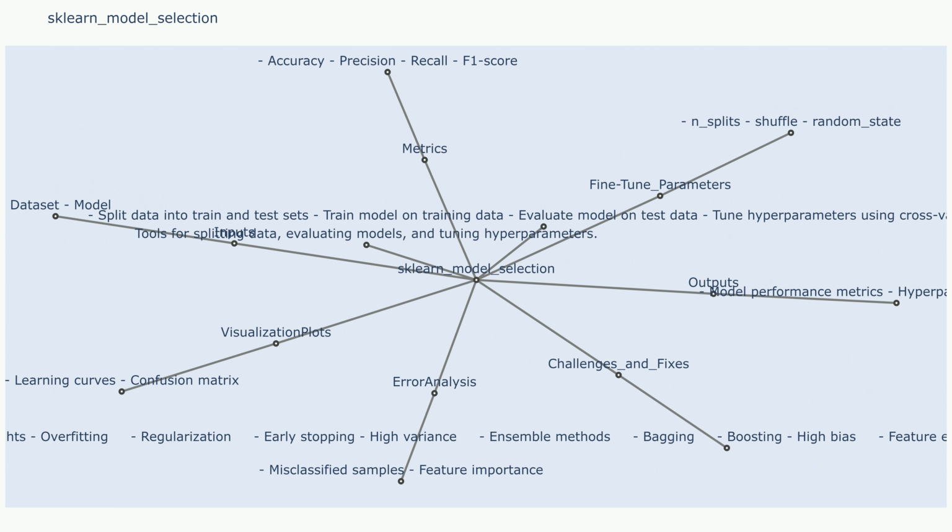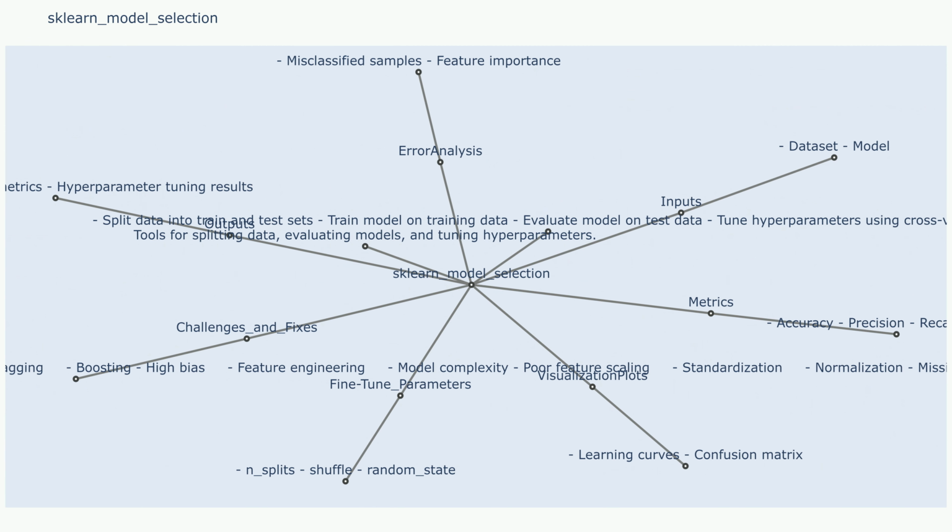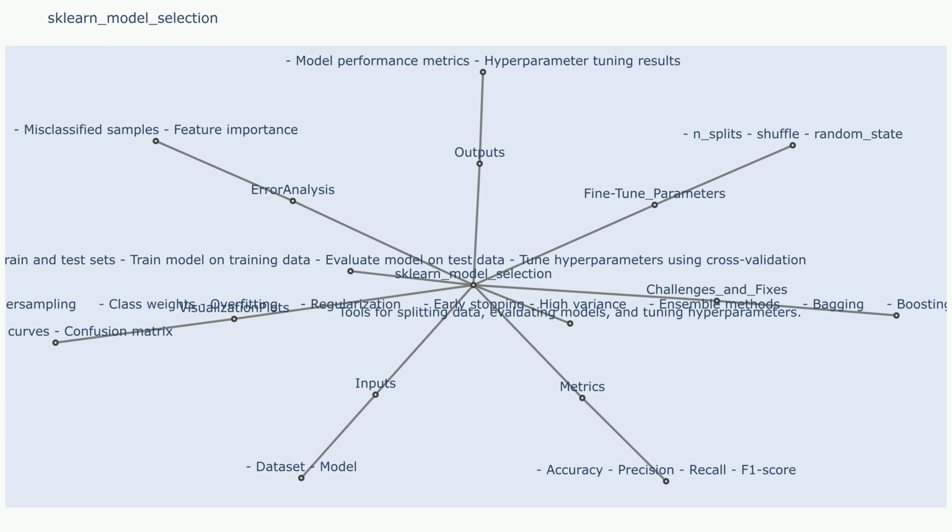Fine-tune parameters. test_size specifies the proportion of data to be used for testing, e.g., 0.2 for 20%. random_state, an integer used to seed the random number generator for reproducible results. n_splits, the number of folds in cross-validation for K-fold and stratified K-fold. cv, the cross-validation strategy, e.g., K-fold, stratified K-fold, etc.